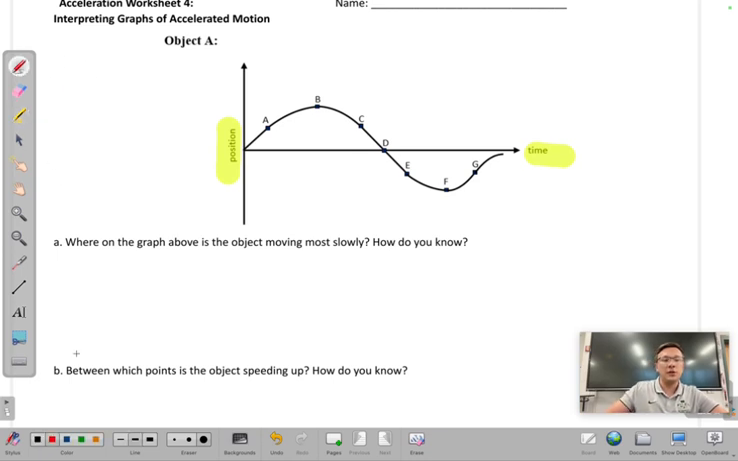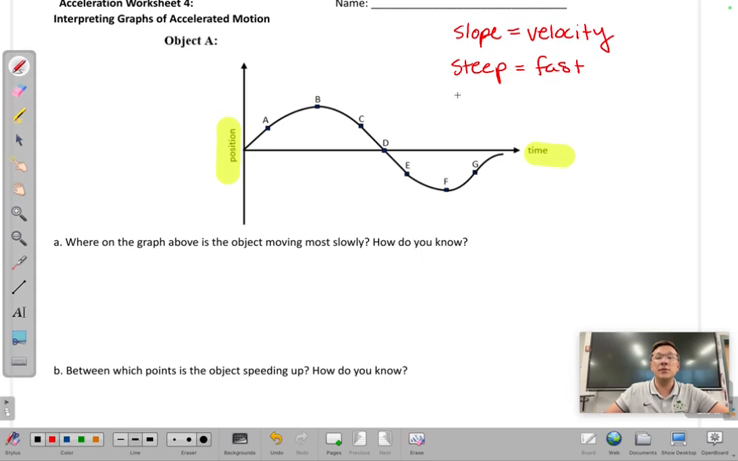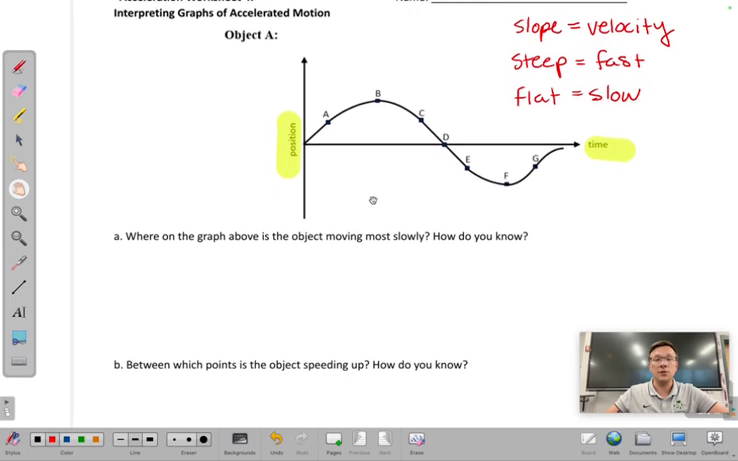So a couple things that we need to remember is that the slope of a position versus time graph is going to tell us the velocity of the object. So we know how fast the object is going based on how steep the slope is, right? If it's steep, it's fast. And if it's flat, it's going to be moving slowly. Okay, so that will help drive some of our decision making here for these questions.